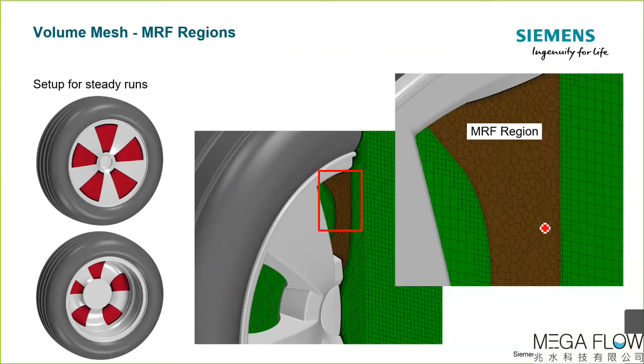So I know that it is sometimes a challenge to extract the fluid volume between the rim spokes, but it is really important to follow some rules, some guidelines when you're using the MRF approach. Originally the MRF approach was designed for axial flows, so the flow direction should be parallel to the rotation axis. You should avoid any tangential inflow. And that's what we are doing when we are extracting the fluid volume between the rim spokes.